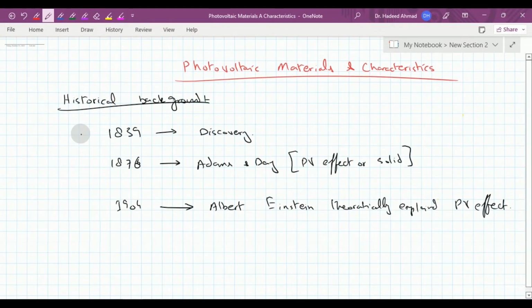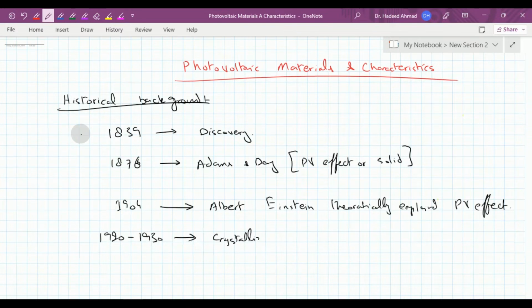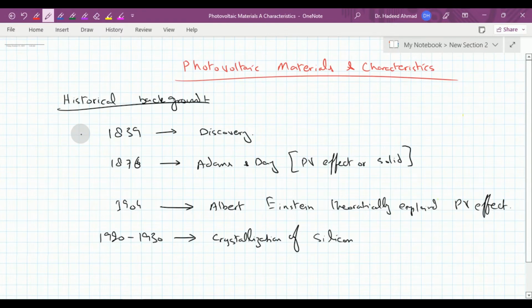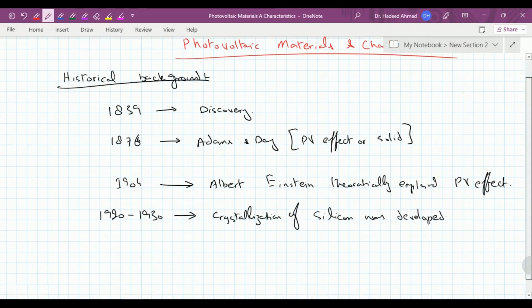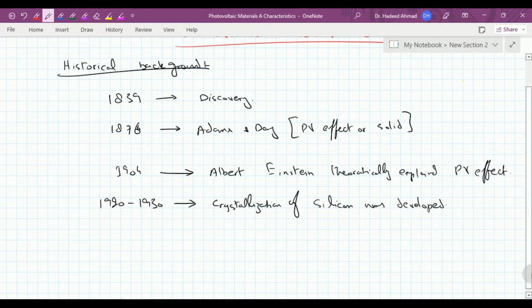Thereafter, in the 1920s to 1930s, Czochralski developed methods to grow perfect crystals of silicon. So it was more into the material aspect, that crystallization of silicon was developed in a process which was introduced by Czochralski. And thereafter, it was a silent period for the PV technologies until 1958.